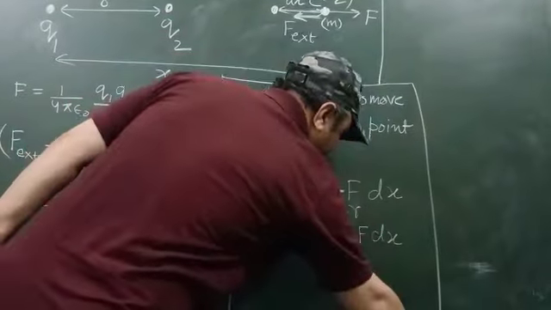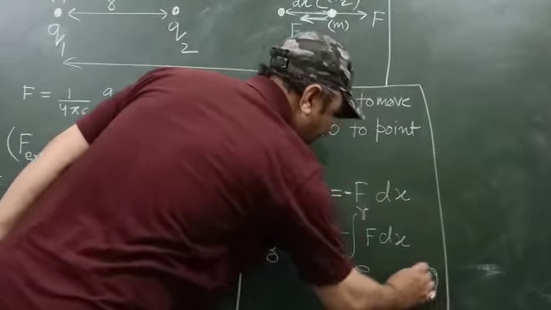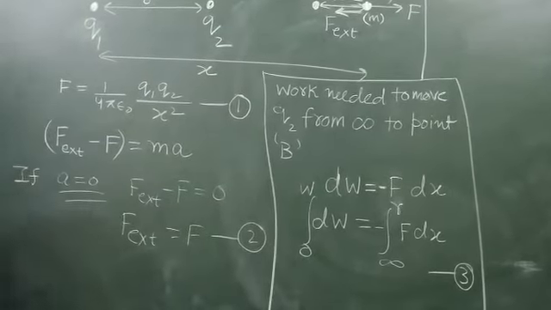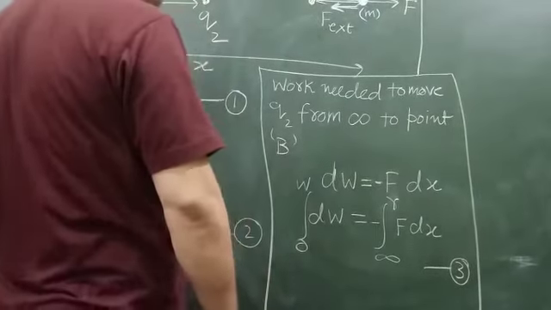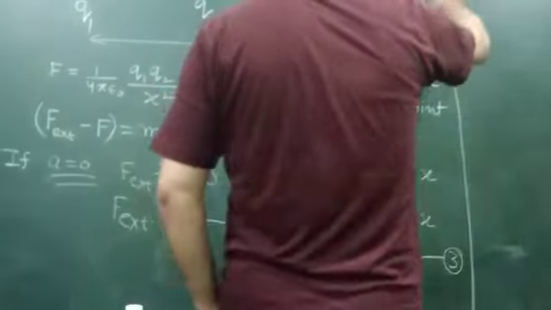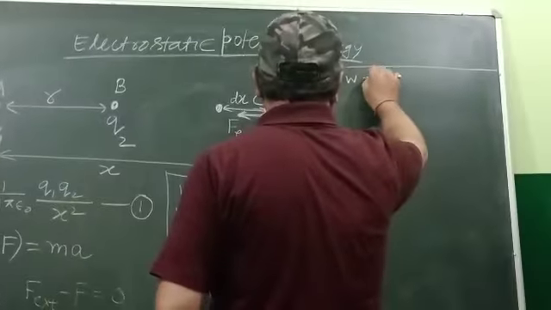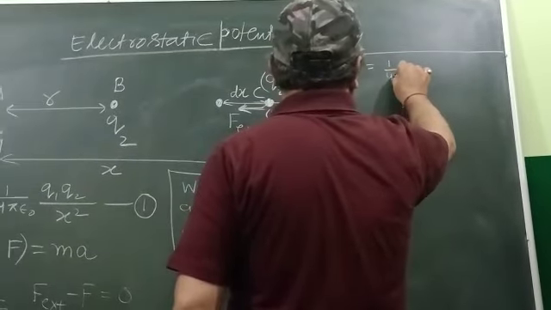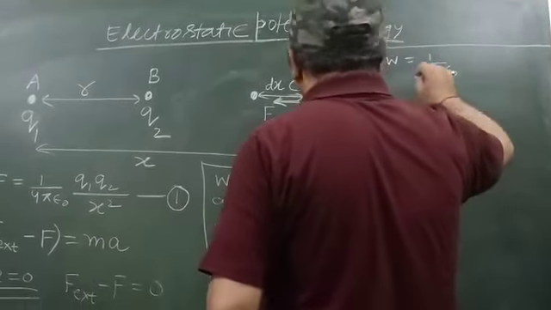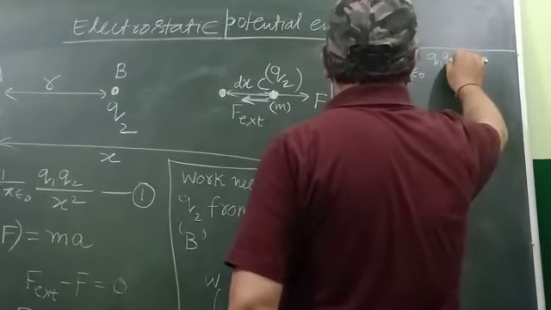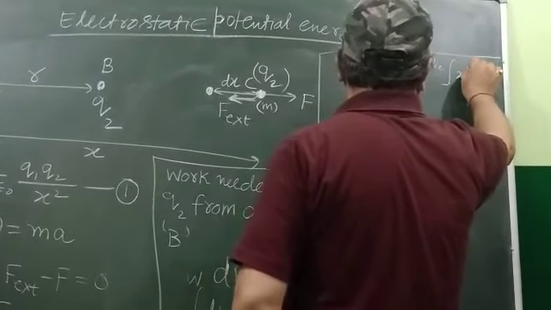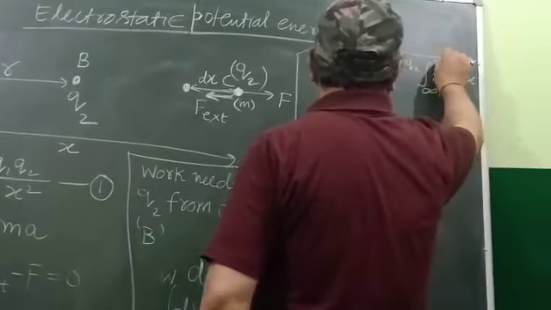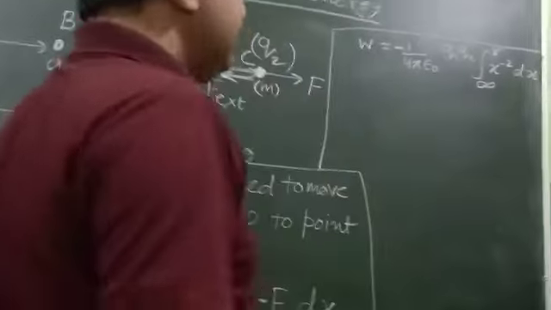So continuing with the idea, we will just substitute the value of f from equation 1 in the expression and we will determine the work done. Left hand side would simply be w, right hand side would become 1 upon 4 pi epsilon naught q1 q2 upon x raised to the power minus 2 dx, infinity to r, and a minus sign outside.